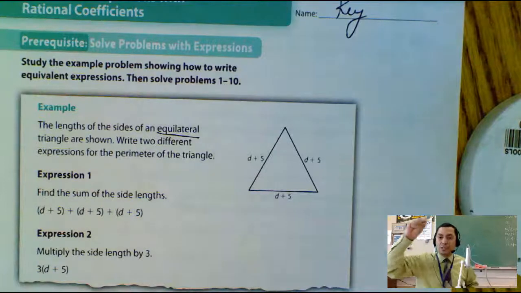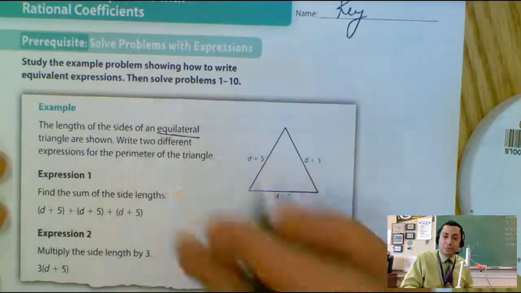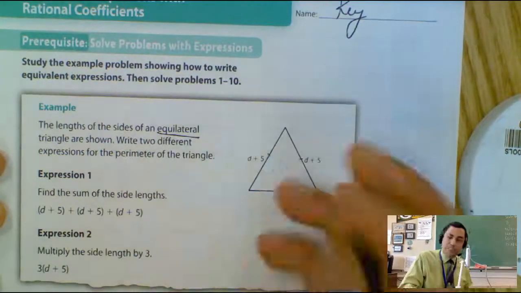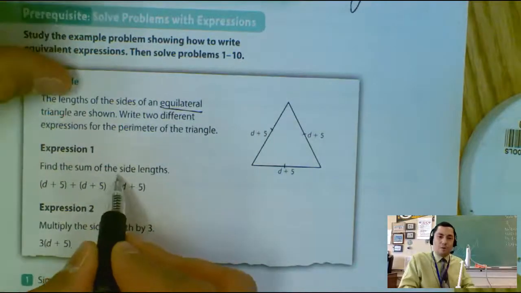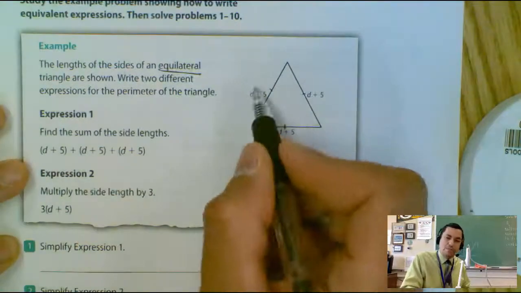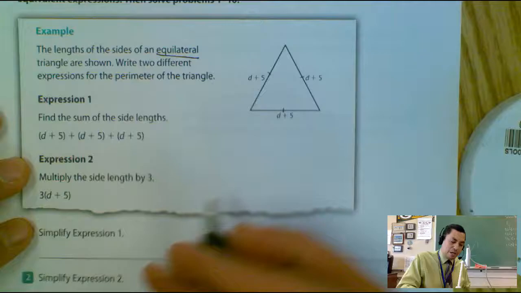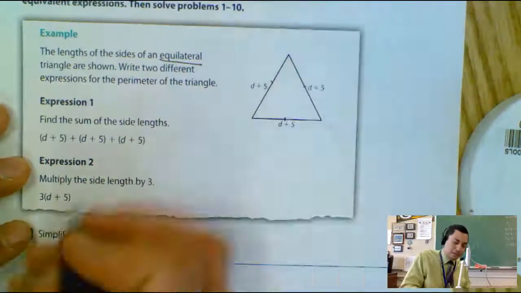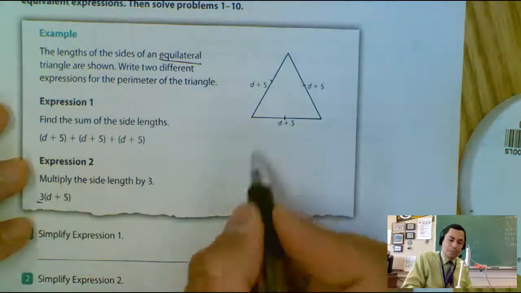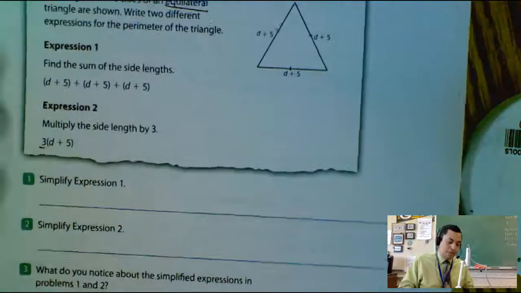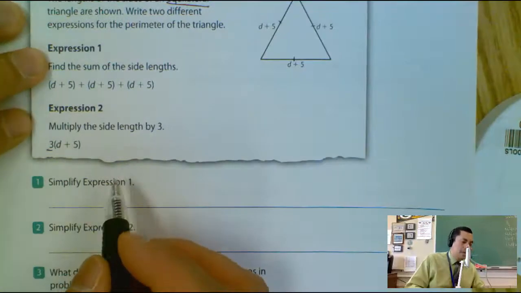Remember that perimeter is the addition of all the sides of a triangle. And in this case, it's equilateral, so that means every single side is the same. They're asking me to do two expressions. Number one, you find the sum of the side lengths. For example, d plus 5, d plus 5, d plus 5. And then expression number two, how many sides do you have? 3. So we can multiply 3, the number of sides, by the expression d plus 5, and those are your two expressions.